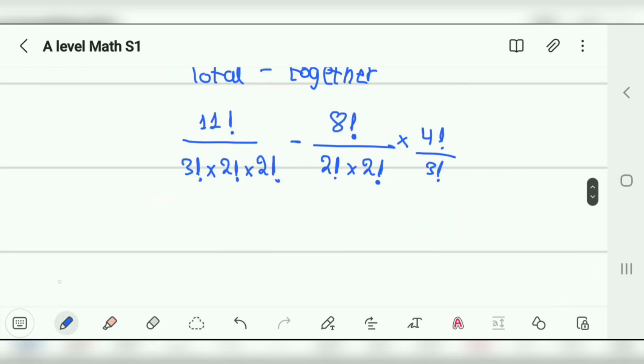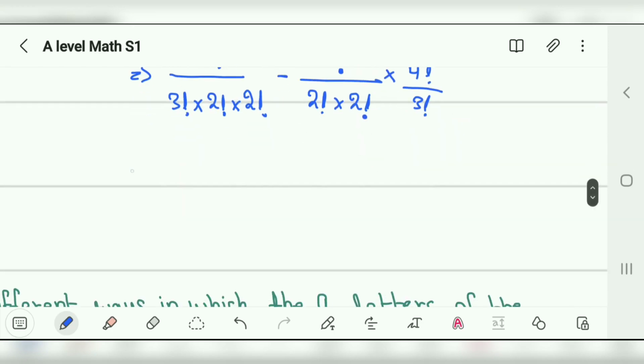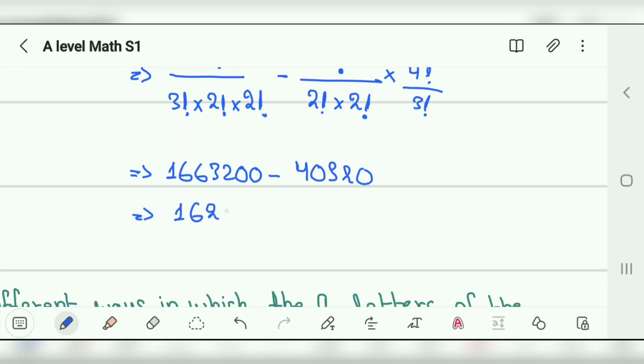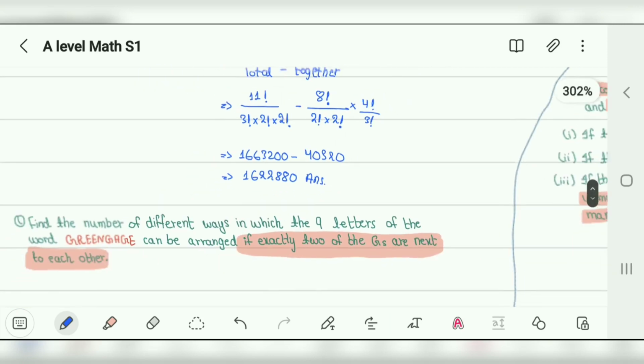There you have it. We have this answer, and if I just use a calculator, then I will get 1663200 minus 40320, and the answer is 1622880. This is the answer. It's confirmed. Okay, moving to the next question.